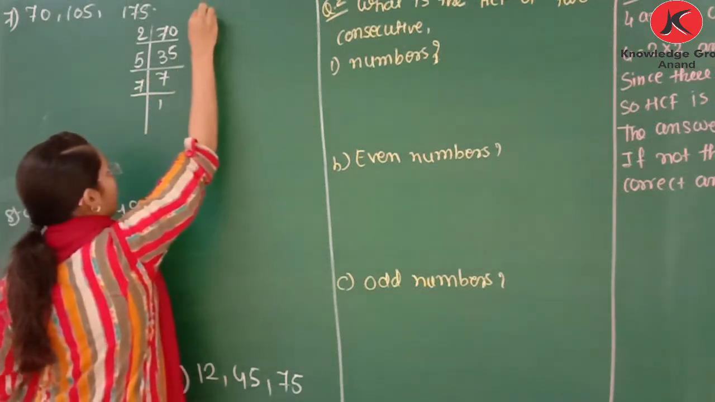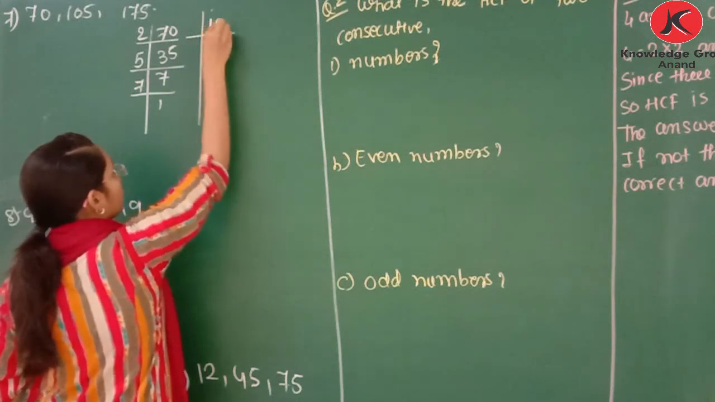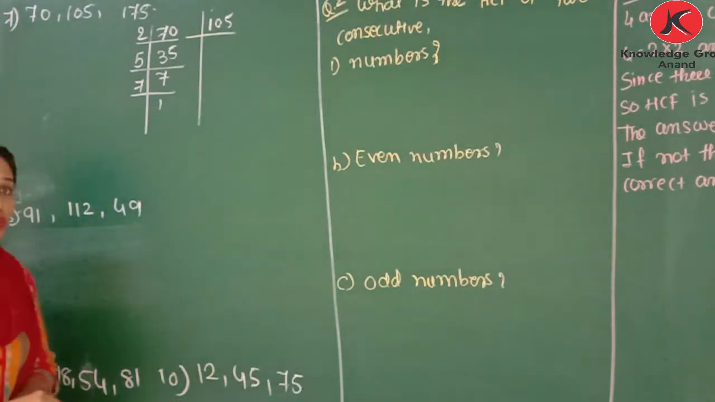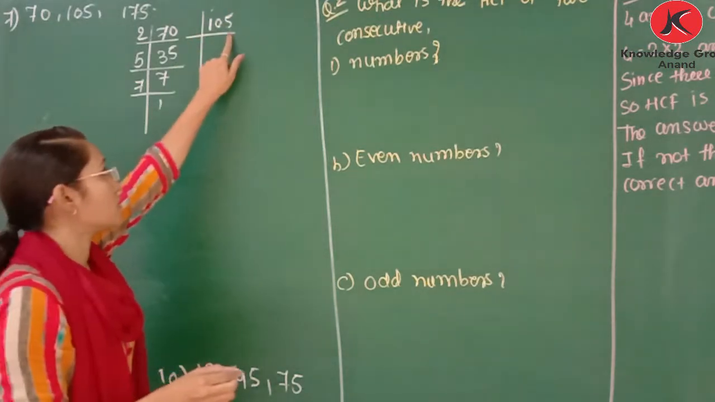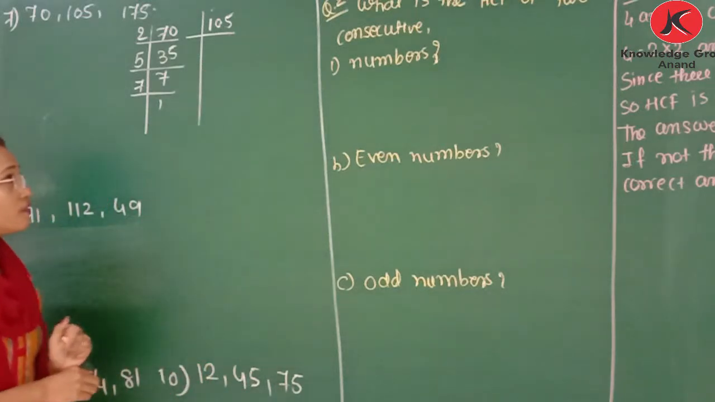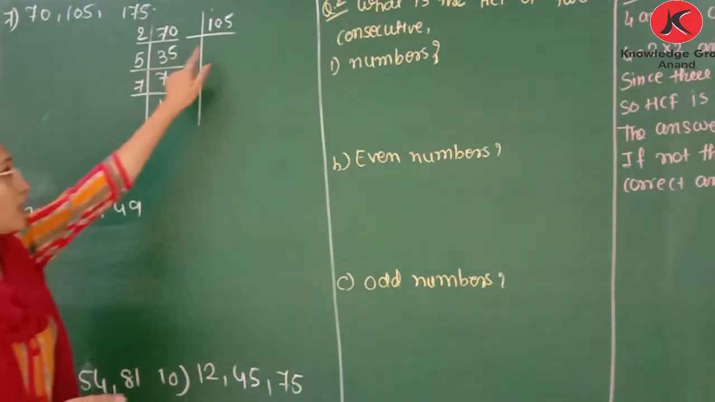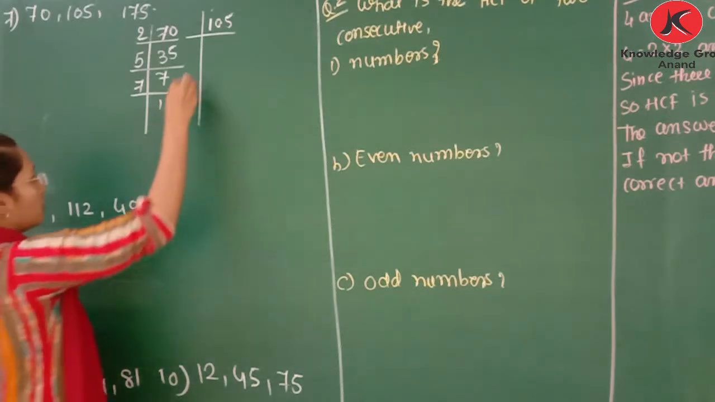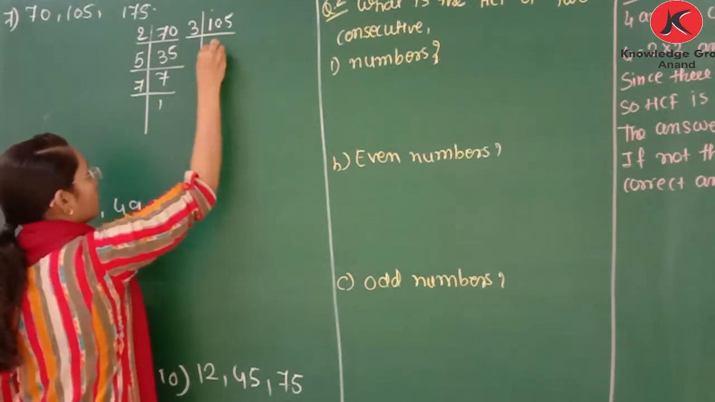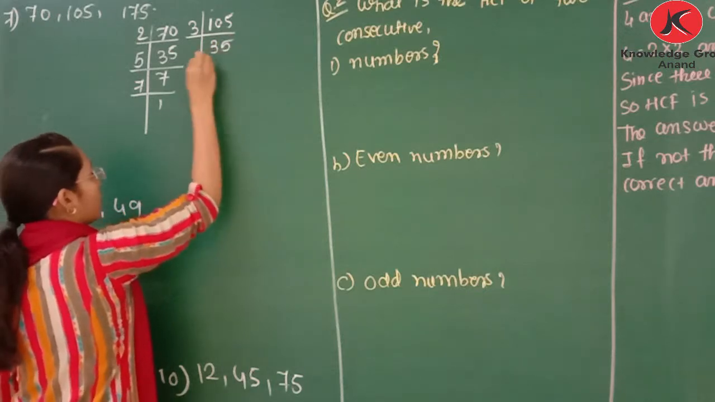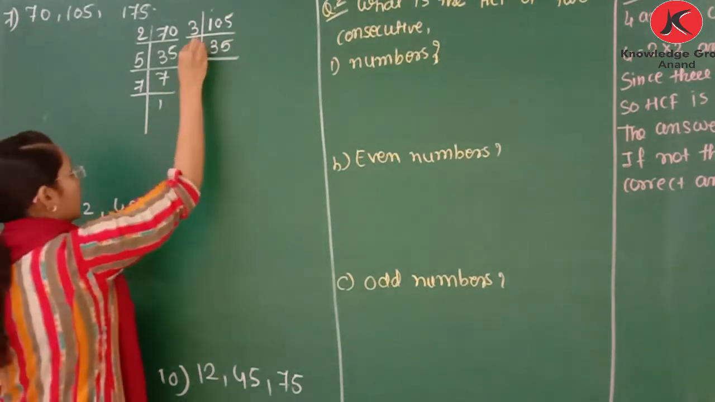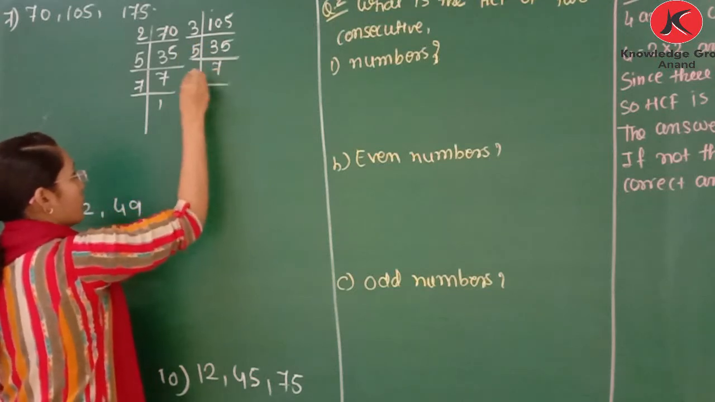Now 105. Try to divide 105 with 2. No, because last digit is 5. Now, is it divisible by 3? Yes, because 1 plus 0 plus 5 is 6 and 6 is divisible by 3. So 3, 35 3s are 105. Now factor of 35, 5 7s are 35 and 7 1s are 7.